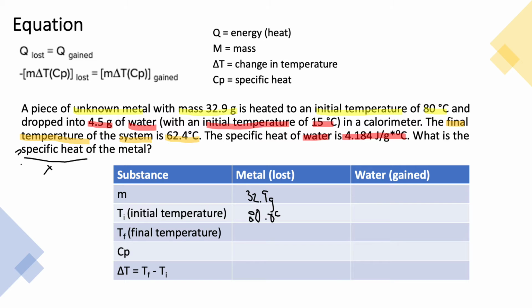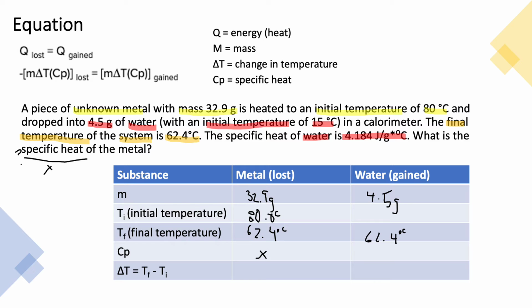The final temperature, remember, that was the thing that they shared in common. So it's orange, and I can actually fill that out for both water and for metal, which is that 62.4 degrees Celsius. And again, same for both because they're both within the system here. Finally, my specific heat of the metal is the thing that I don't know, so I'm going to put my variable there. We're going to come back to the delta T, or the change in temperature. For right now, we're going to switch over to the red highlights, which are my water. So the mass of my water is 4.5 grams.